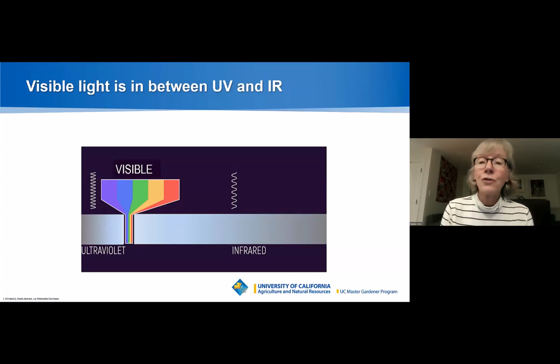Visible light is in between UV and IR in terms of wavelength and energy. It's depicted here as a rainbow, and it's part of a spectrum. And I've grayed out the colors of the UV and the infrared because we actually, as humans, don't see those colors. So once again, this is a cartoon.